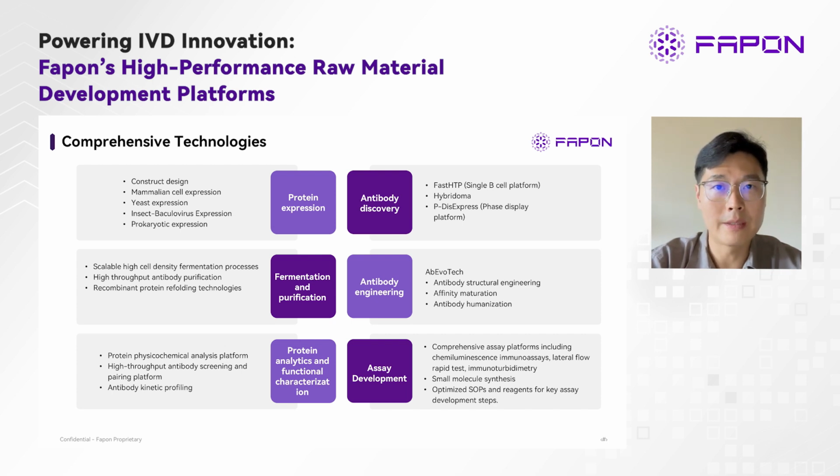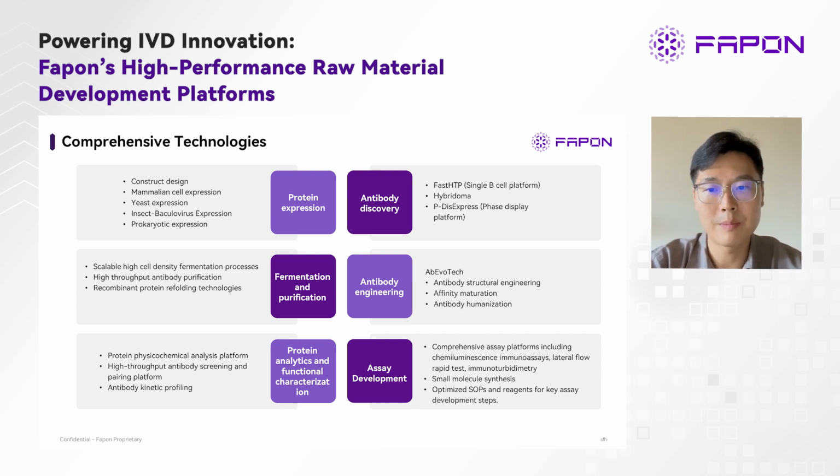During both R&D and downstream manufacturing processes, we apply optimized purification methods and standard QC processes to monitor our product quality. For antibody discovery, we have developed 3 different technologies that we mainly use, including the single B cell platform, the hybridoma platform, and phage display platform. We can also perform antibody engineering using structure-based analysis, affinity maturation, as well as humanization.